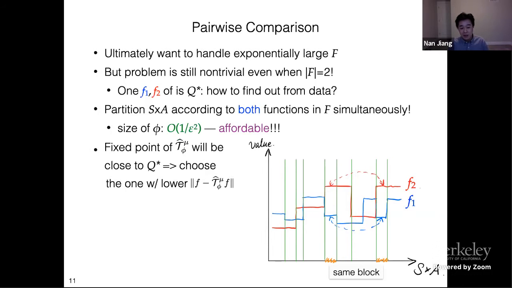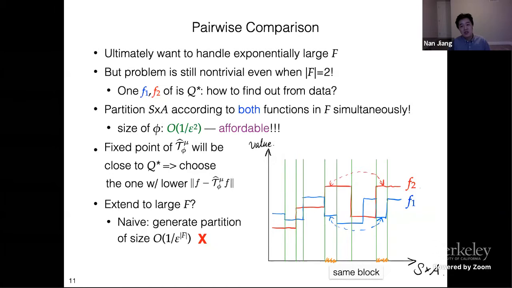So once you have that, there are many things you can do. One thing you can do, for example, is, we know that Q star is close to the fixed point of the projected Bellman operator associated with this partition you've created. So then you can basically choose between F1 and F2, whichever one gives you the lower projected Bellman error.